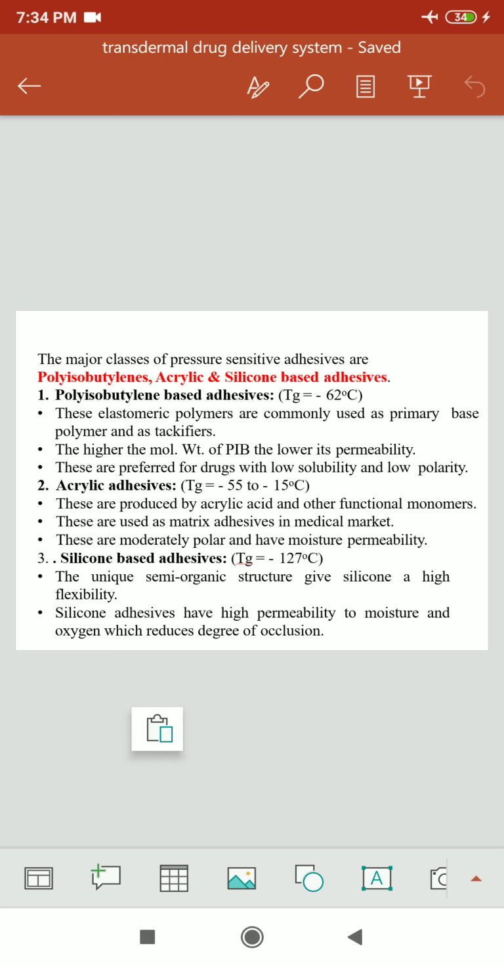Now next discuss the acrylic adhesive. They have a glass transition temperature of minus 55 to minus 15 degree, and they are produced from acrylic acid, and they are used in the matrix adhesive material, and also they are moderately polar and have moisture permeability. Now silicone based adhesive devices. They have a unique semi-organic structure of silicon and have high flexibility. These adhesives have high permeability to moisture.